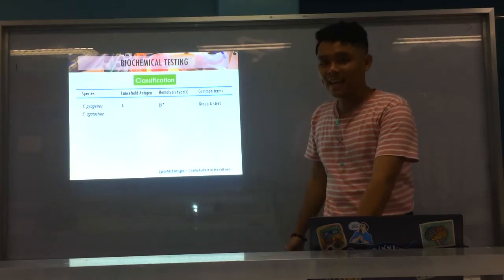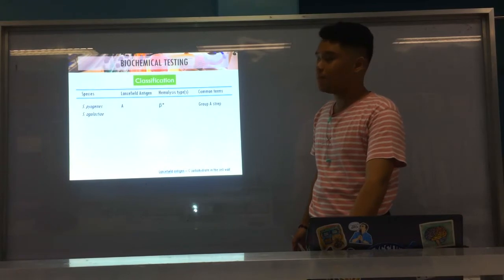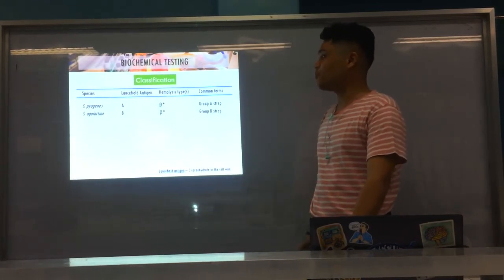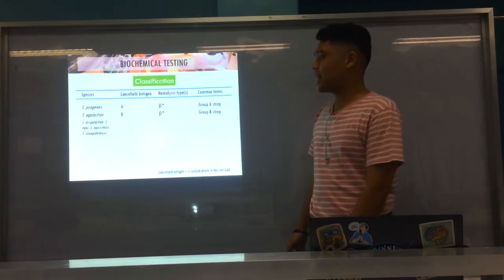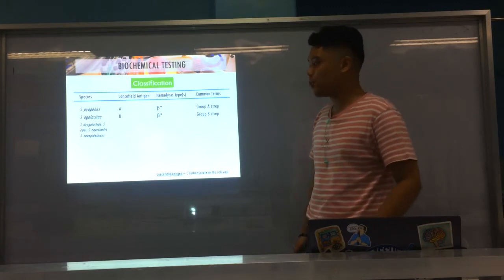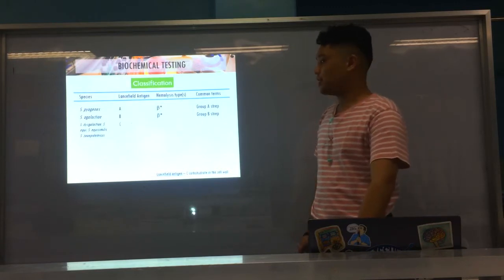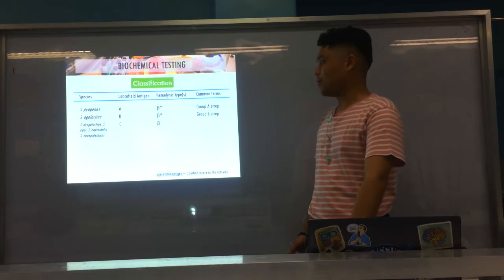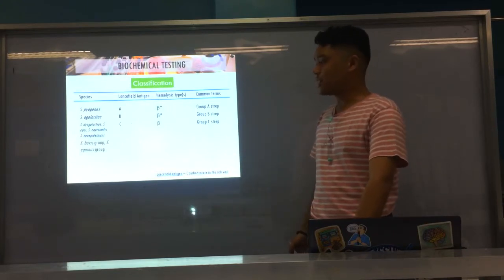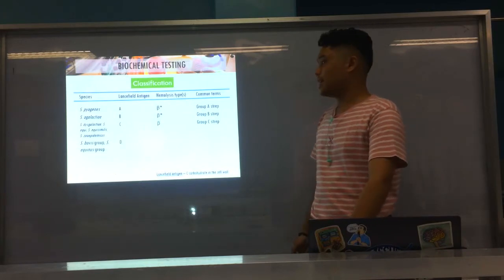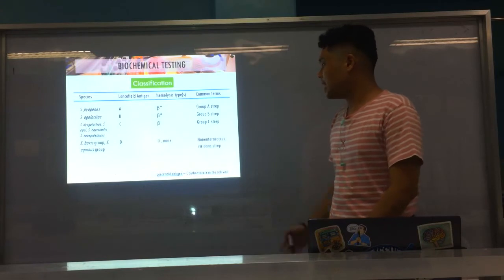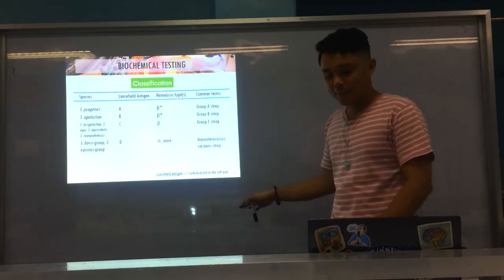For S. agalactiae, Streptococcus agalactiae, the Lancefield antigen is B. Still beta-hemolytic. That's why it's known as group B Strep. You have S. dysgalactiae, equisimilis, and zooepidemicus. That's your Lancefield antigen C. Beta-hemolytic still. That's why it's your group C Strep. You have your S. bovis and S. equinus group. Lancefield antigen D, alpha hemolytic or possibly none. Non-enterococcus, viridans Strep. Okay?